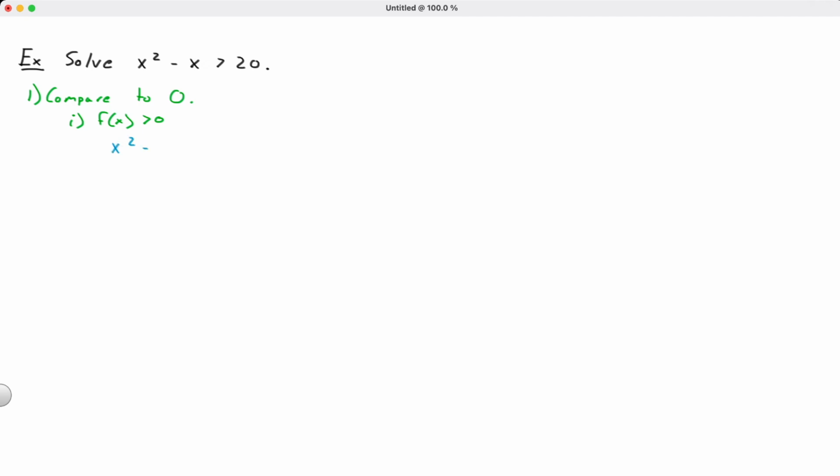We know we can just subtract 20 from both sides, and if we do that, that's going to give us x squared minus x minus 20 on the left, greater than 0 on the right. And now that we've anchored everything around 0, we want to figure out when it is above 0 and when it is below 0 to help us solve this inequality. So finding those points where it can change, in other words, those points where f of x is equal to 0, is going to allow us to do that.